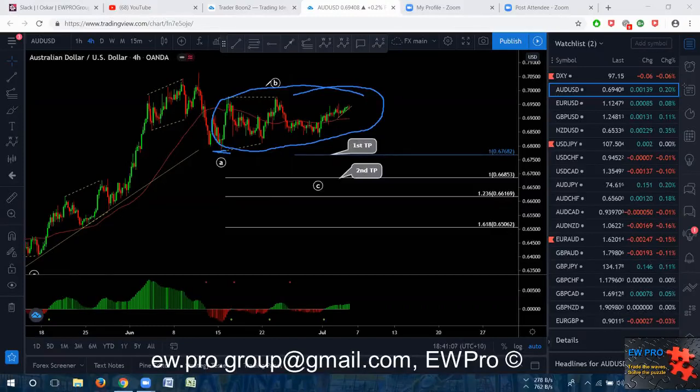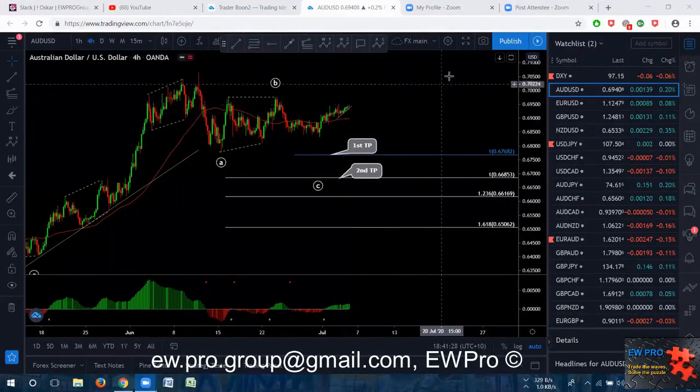So this can be like a W, we get an A, B, C for an X, then we get another 3-wave pattern for a Y. So it can become quite complex, this corrective structure. I do think overall I'm only looking for the sells, because we're at the top on the daily, I'm only looking for sells.